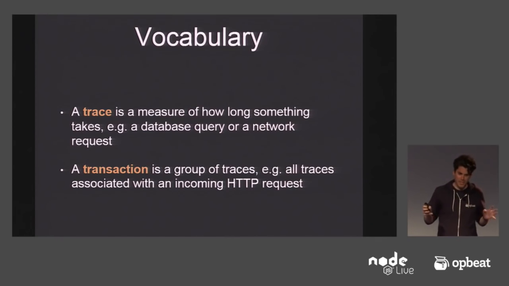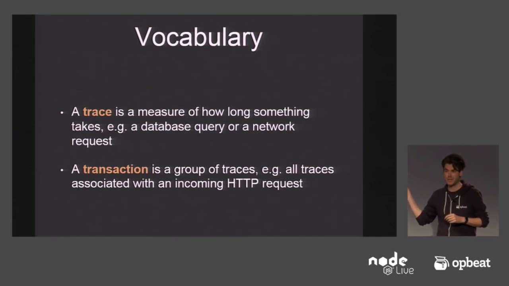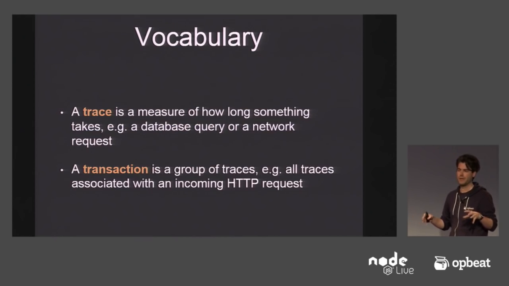Before I get more into the details, I just want to run some vocabulary by you because I'm going to use these things quite a lot. When I say a trace, I basically mean a measure of time from when something started till it ended. It could be a database query or a call to an external API. And when I say transaction, it's basically just a collection of traces. A transaction would be like an HTTP request that has a lot of traces going on inside it.